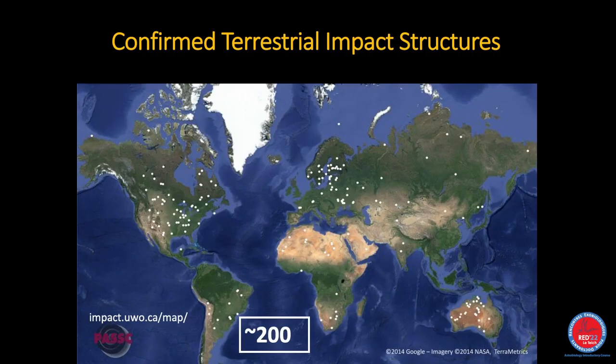And right now on Earth, we have about 200 confirmed impact craters. Unfortunately for me, most of the round holes in the ground are not impact craters. In fact, there are very, very few of them.